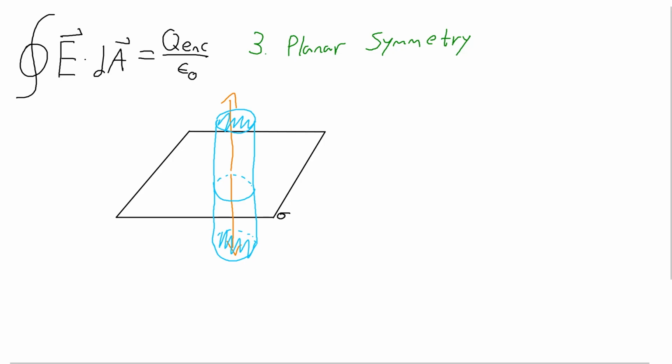In this case, only the circular part of the cylinder has a contribution from the electric field because that's where the electric field is perpendicular. And anywhere on the curved surface of the cylinder, the electric field is going to be parallel, so that would contribute nothing. And again, the Gaussian surface used here is what's called a pillbox.